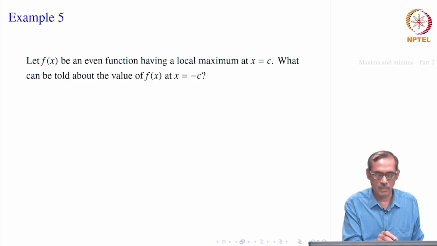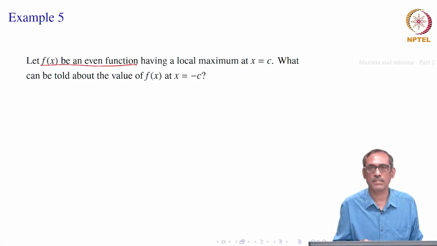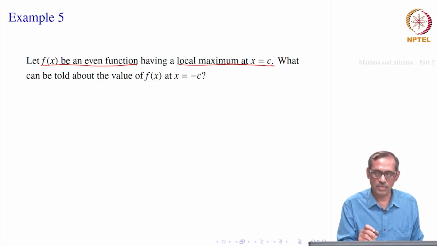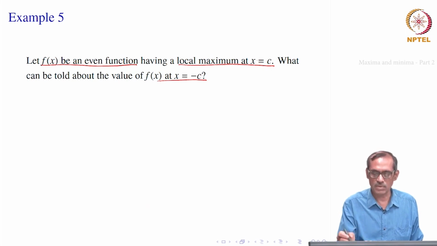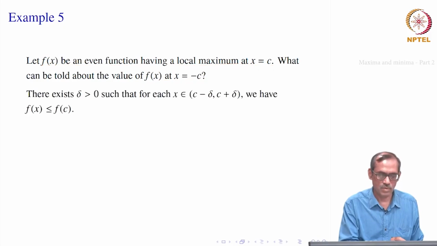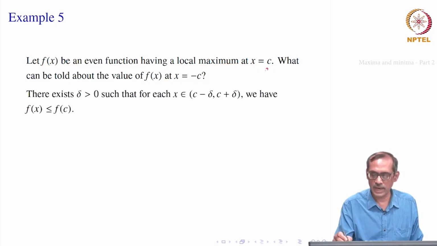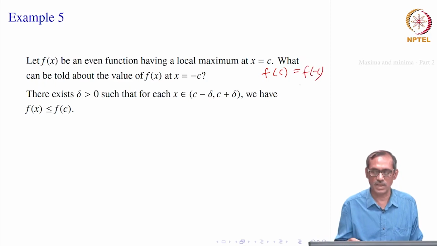It is given that f of x is an even function, and also this has a local maximum at x equal to c. We want to find out whether there is a local maximum or a local minimum or some such thing at x equal to minus c. Because it is even, that is why something to do with c and minus c. So, what do we do? In fact, f of c is equal to f of minus c, because it is even.